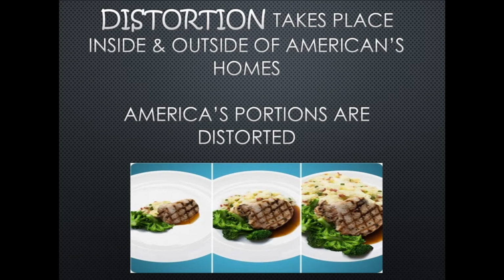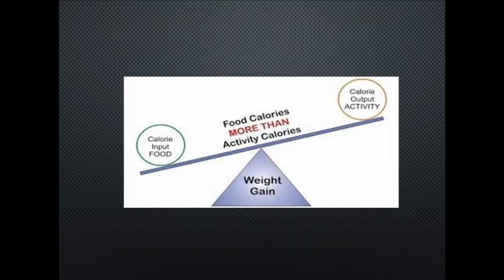America's portions are distorted. So if you look at the three plates below, you'll see the amount of room the first portion takes up on a plate, the amount of room the second portion takes up, and the amount of room that is swallowed up by the third portion. And nobody should be eating that amount of food in one sitting. This is a balancing act.